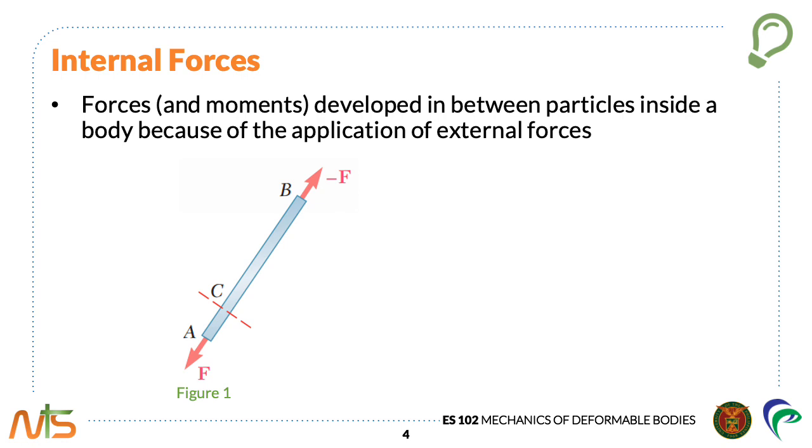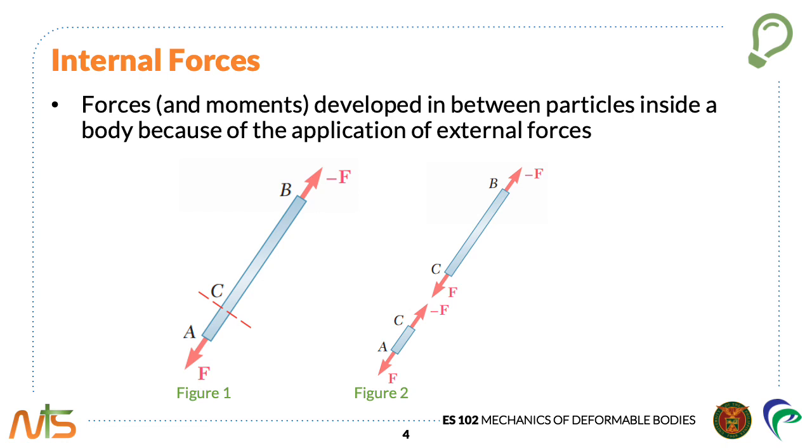Now let us cut the member at C. To maintain the equilibrium of the free bodies AC and CB, in Figure 2, you must apply to AC a force vector of negative F, equal and opposite to the force vector F at A. And to CB, a force vector F, equal and opposite to the force vector negative F. These new forces are directed along AB in opposite sense and have the same magnitude F.